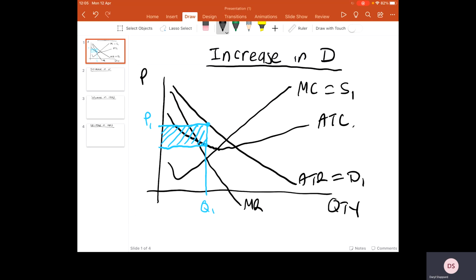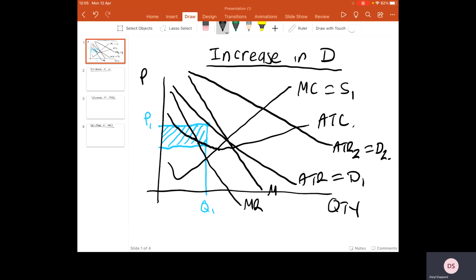Now look at the revenue curve. What we know is ATR is equal to demand. So if there's an increase in demand for the product, then ATR will shift outwards. Now, what we'd expect then is the MR curve to be dragged out with it as well. So in effect, what we've now got is a second set of revenue curves. All we've done is shift the demand, so both revenue curves outwards.